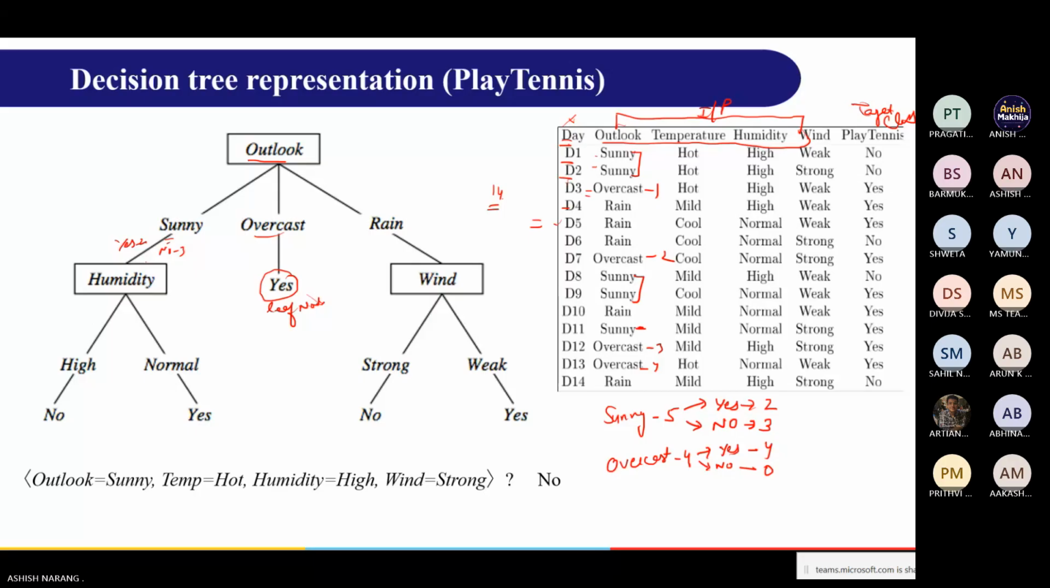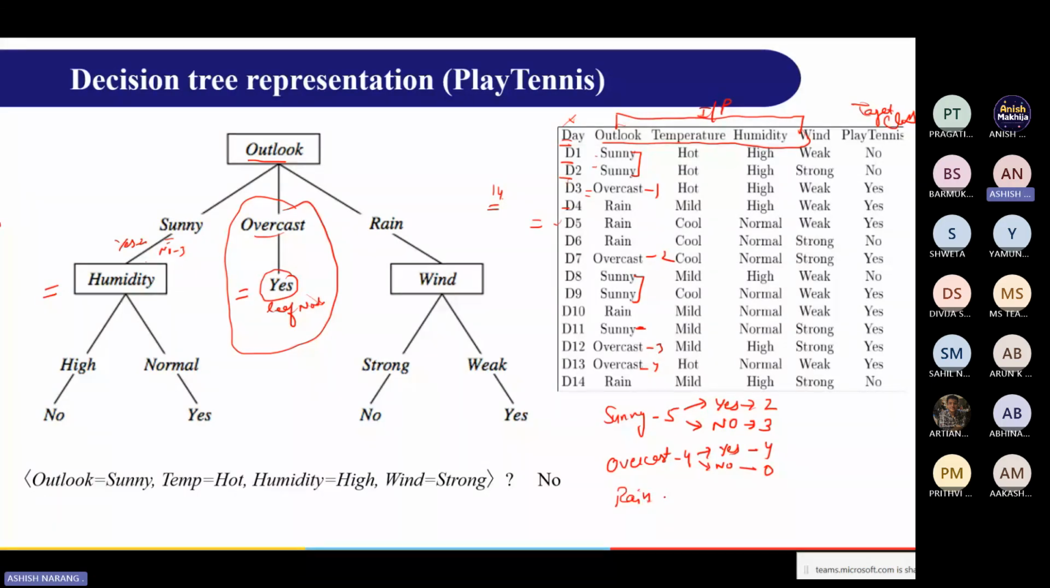Make sense? Why am I testing another attribute here and why am I not testing any other attribute here? After overcast is yes, this particular branch I'm stopping. Is it making sense why I'm stopping? Yes, sir. Now let's look at the third one, rain.